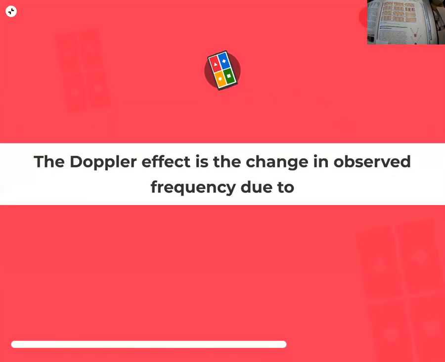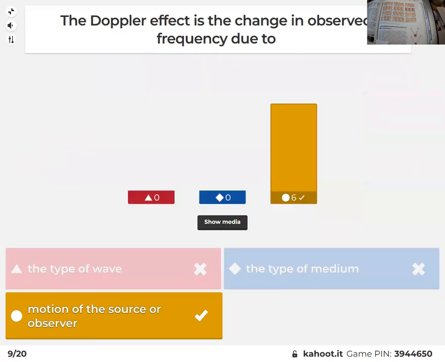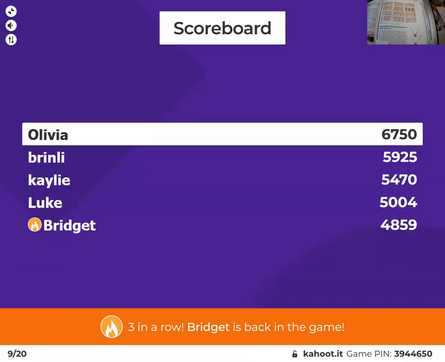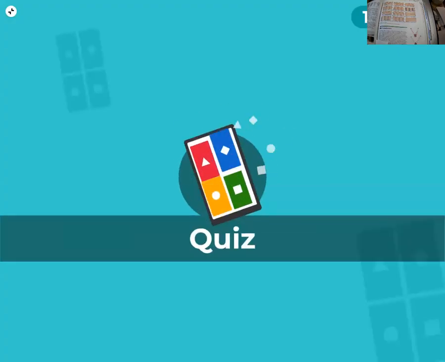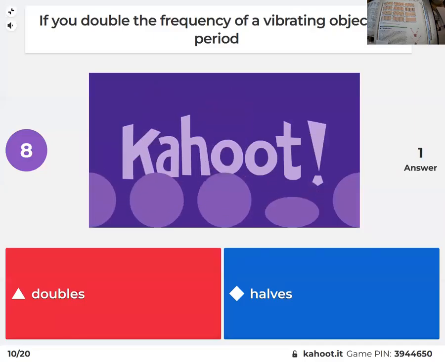The Doppler effect is a change in observed frequency due to motion of the source or the observer. So in the last couple examples, when the car was moving, that would have been the source, motion of the source. The observer's just standing there. Yeah, it could be either way. Change in perceived frequency. If you double the frequency of a vibrating object, what happens to its time period?